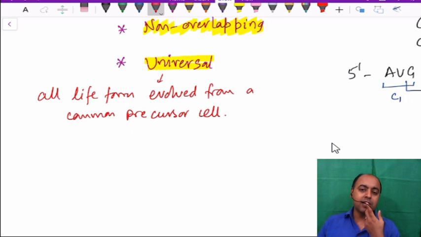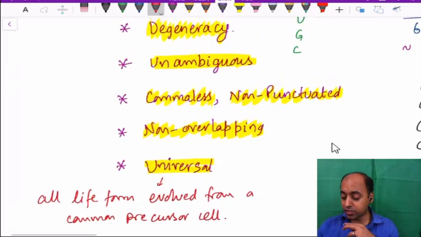The only exception that we see is in the mitochondria, which we have already described, and we had said the mitochondria represents a very, very early endosymbiotic prokaryote. So there are some differences there in the very early developmental phase, but later on all of them will have the similar translation. So these are the 6 properties of the genetic code.